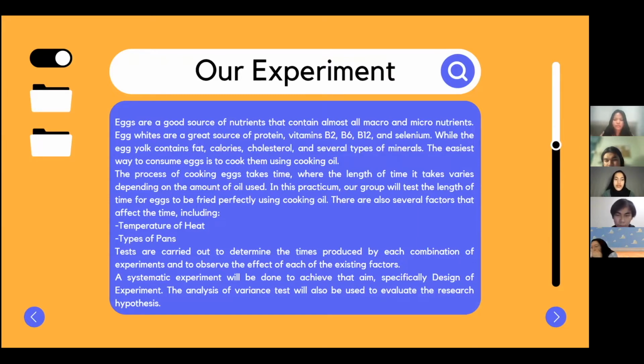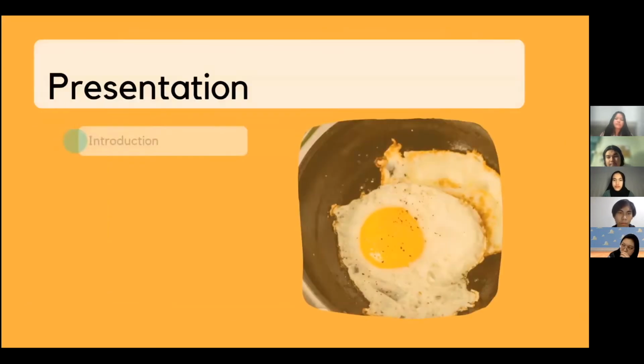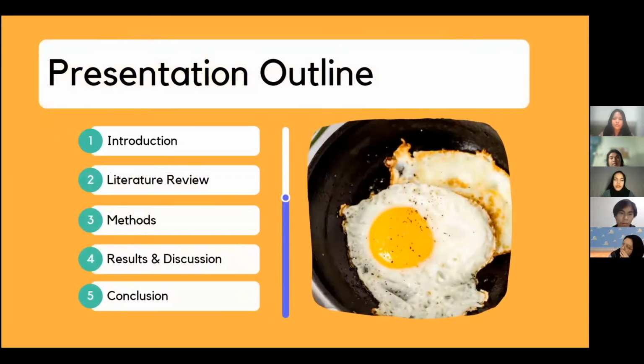A systematic experiment will be done to achieve that aim, specifically design of experiment. The analysis of variance test will also be used to evaluate the research hypothesis. Next slide. This is our presentation outline.